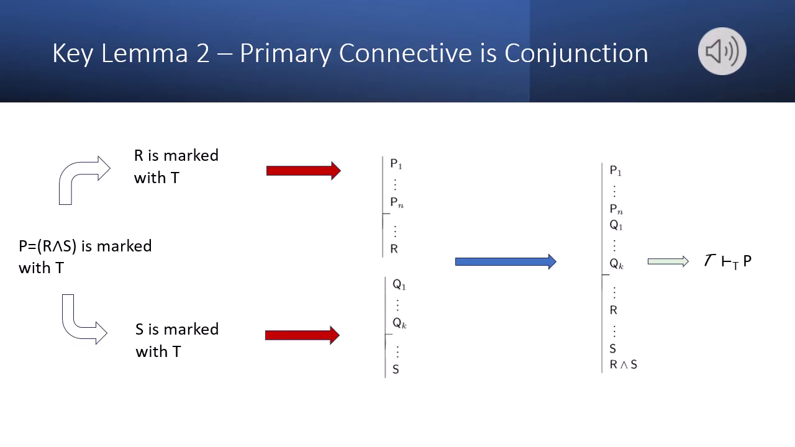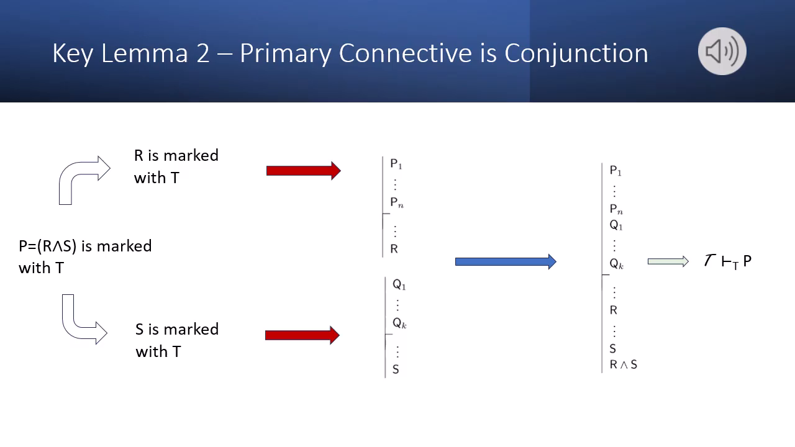Let's now talk about our second key lemma. And I'm going to mainly focus on when the primary connective is conjunction in our inductive step. Now, the key lemma is also going to include information about when the primary connective is any of the other truth functional connectives, but we'll talk a little bit more about that on the next slide. And the proofs for the other connectives will be left to you all to finish for the homework assignment this week.